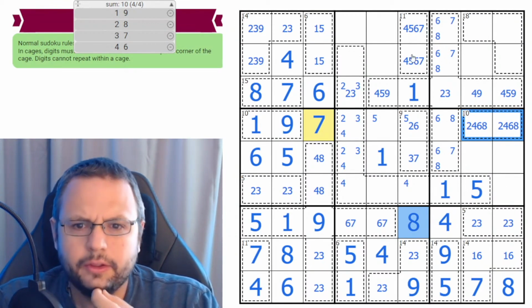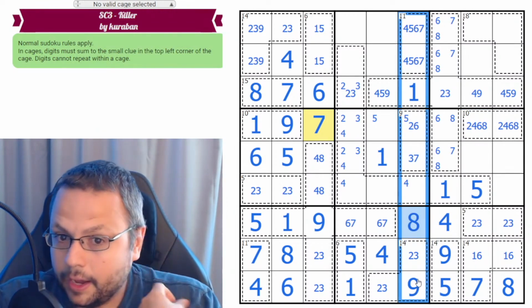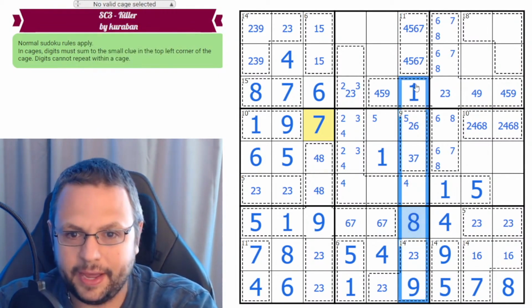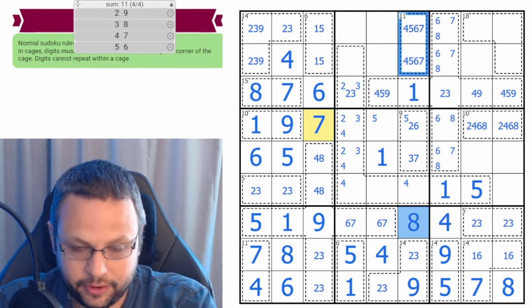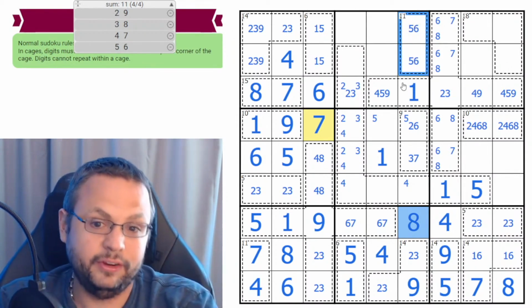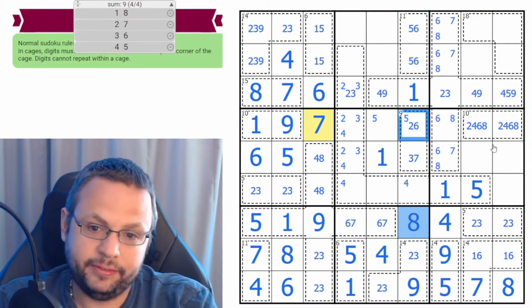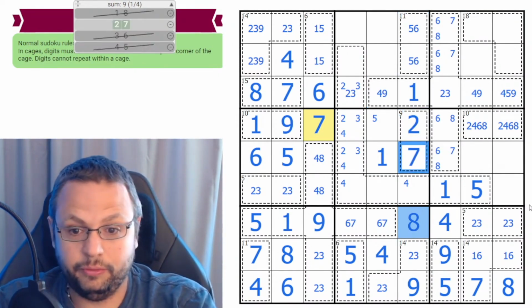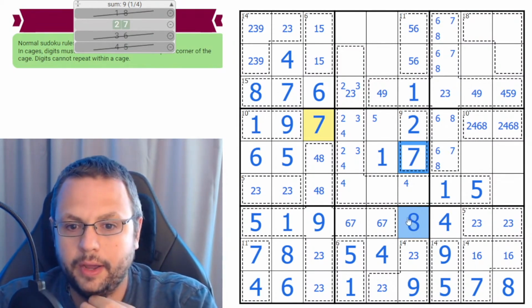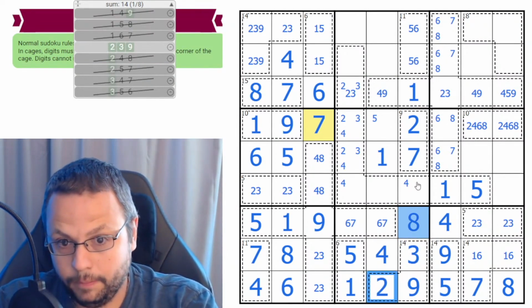Let's see. Okay, so now let's look at where 5 goes in this column. Because 5 in this column can't go here. So we have lots of hiddens in this puzzle. So this is not 4 7. This is 5 6, because I need to have a 5 here, which needs to go with a 6. So that's not a 5. And that being a 5 6 tells me that this isn't a 6. So it's a 2 and a 7. So that makes this a 3 and that a 2.